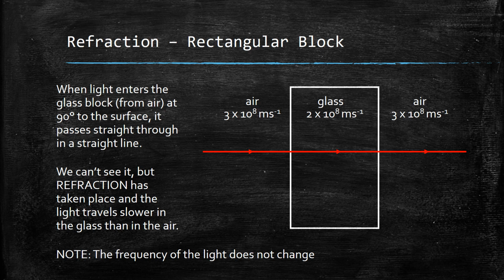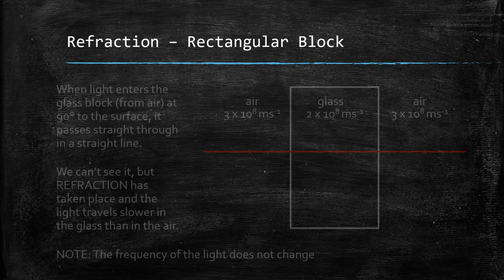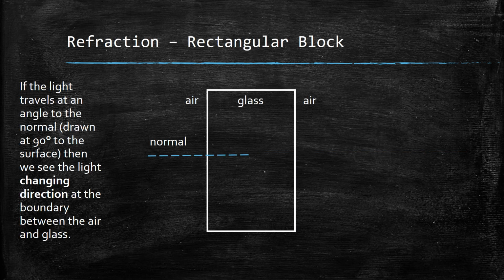Note, the frequency and so the color of the light does not change as it passes through the material, but the wavelength will be decreased. If the light travels at an angle to the normal line being drawn at 90 degrees to the surface of the block, then we'll see the light changing direction as well as changing speed. And this change in direction will occur at the boundary between the air and the glass.